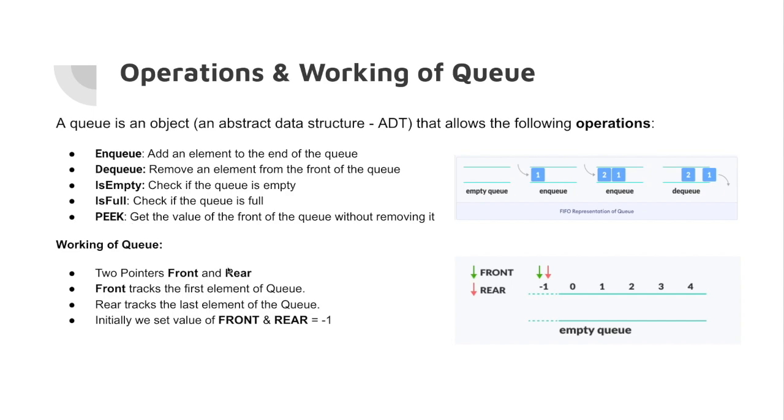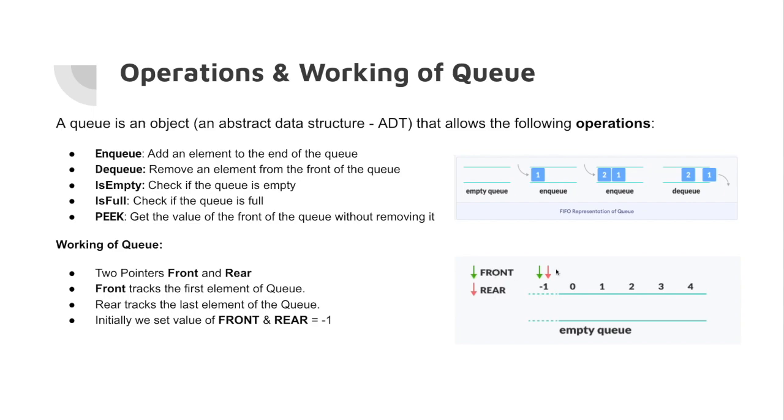So what is the working structure of a queue? In a queue we have two pointers, one is front and one is rear. As you can see here, the green one is denoted as front and the red one as rear. Both are pointing to -1. This is the blank or empty queue, at position -1.